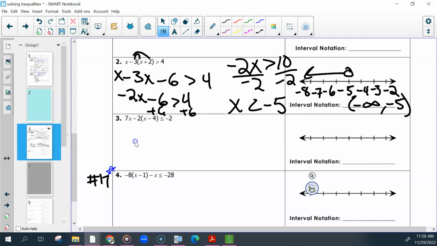Negative infinity. So sometimes I like to turn my paper so it looks better. Right, questions about that one? So you'll need to be able to solve them and graph them and then put the interval notation. We're going to practice a couple more.